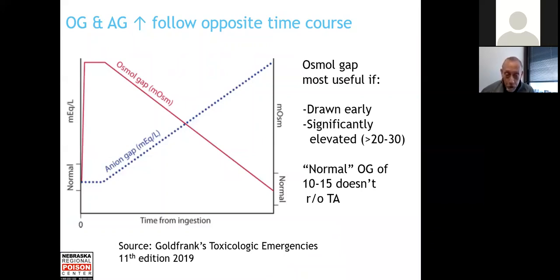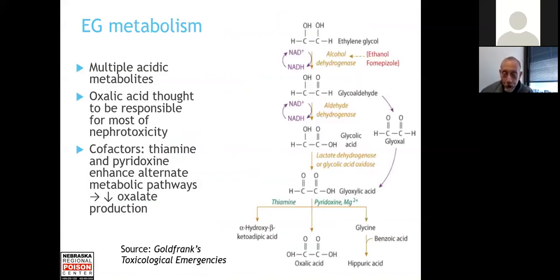So osmol gap and anion gap are really moving in opposite directions. As they metabolize the toxic alcohol, the osmol gap is declining. But the anion gap, because it's due to the acidic metabolites, is increasing. And oftentimes, we don't know the time of ingestion, and so it's difficult to interpret the osmol and the anion gaps. So bottom line is, it's hard to interpret these numbers a lot of the time. The osmol gap is mostly useful if it's fairly high, meaning greater than 40 or 50.